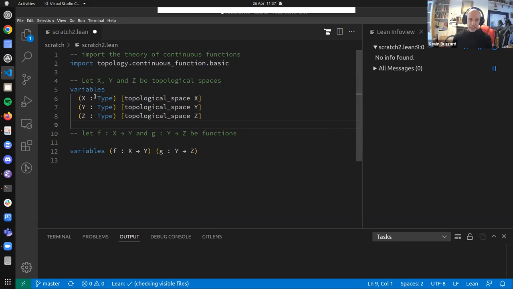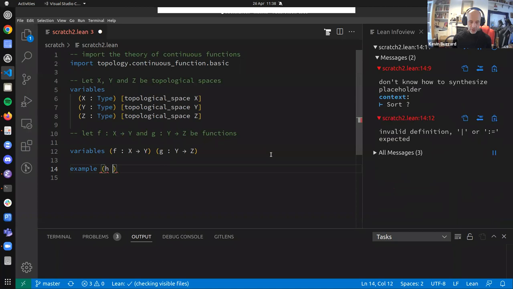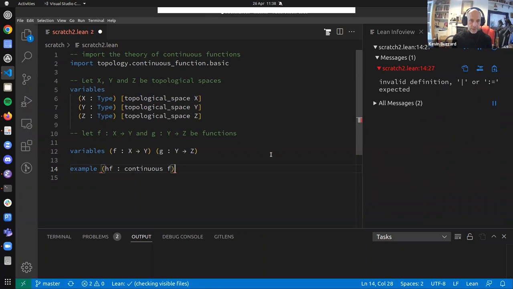But as far as we're concerned, to a mathematician, a type and a set are basically the same thing. There are subtle differences, but we don't really need to worry about them here. So X, Y, and Z, this makes them all topological spaces. And I've got functions from X to Y and from Y to Z. The theorem I'm going to prove is that if these functions are continuous, then their composite is also continuous. So let's have the hypothesis HF says that F is continuous. And the hypothesis HG says that G is continuous. And my conclusion is that the composite G composed with F is continuous.